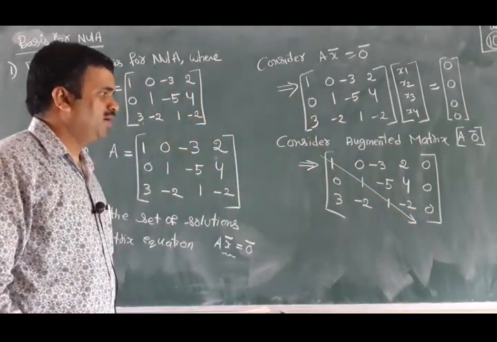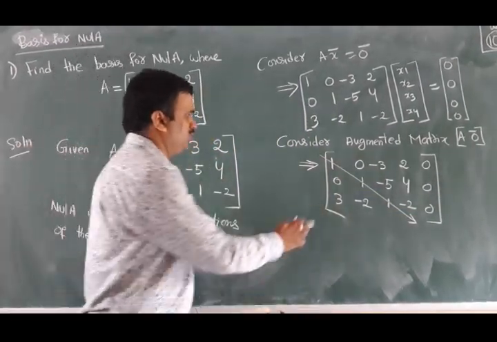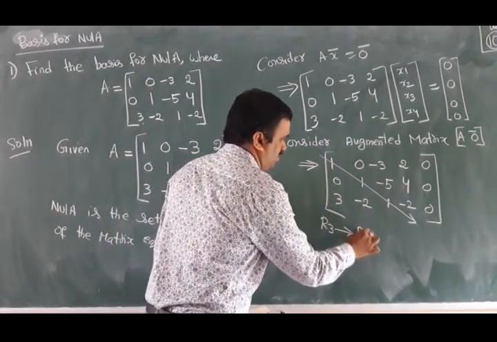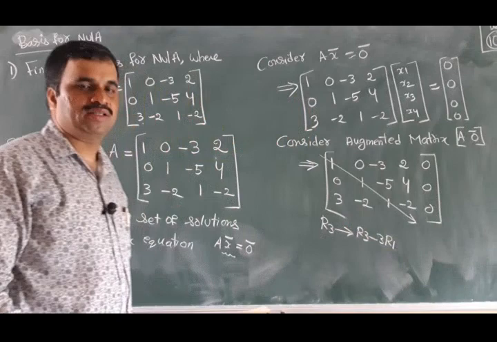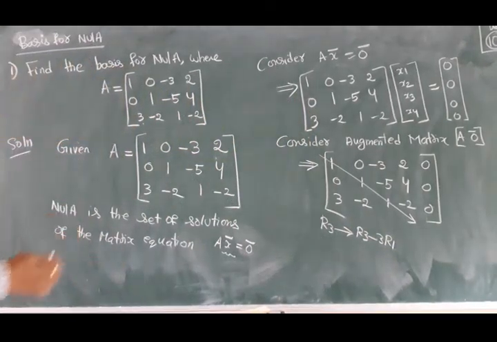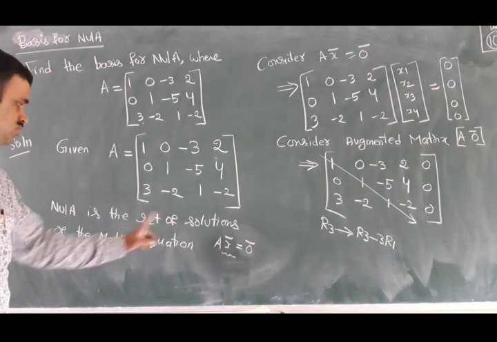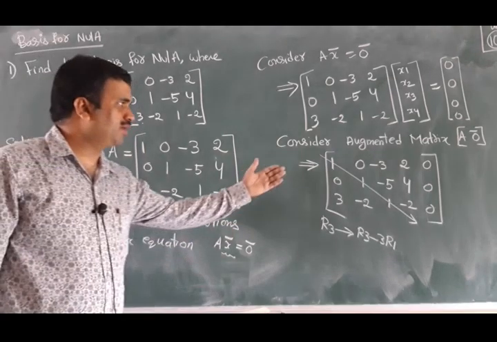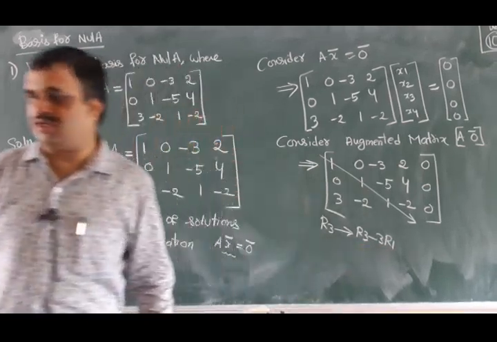First, I have to make the first column a pivot column, so this position 3 also I have to make 0. Simply R3 implies R3 minus 3R1. Once again, we have to find basis for null A. Matrix A is already given. Null A is the set of all solutions of the matrix equation A x bar equal to 0 bar. I consider A x bar, then the augmented matrix, and now I have to solve it. R3 implies R3 minus 3R1.